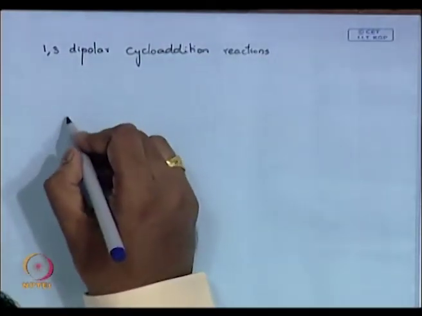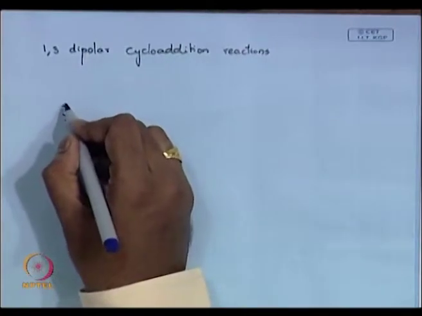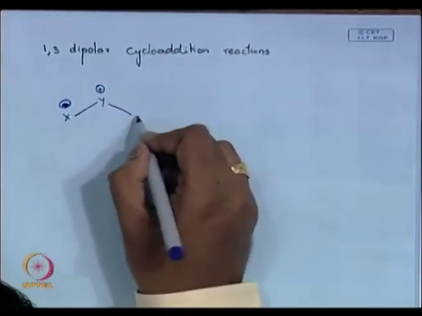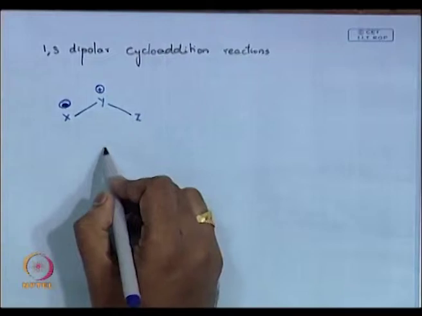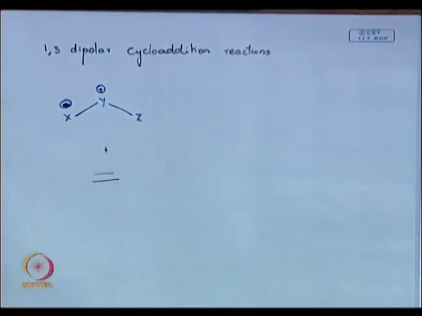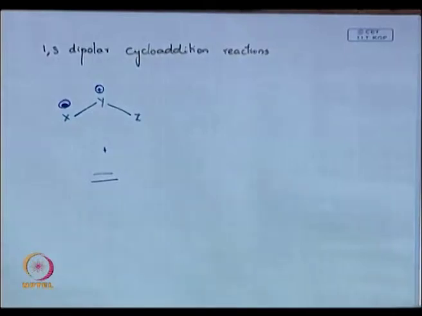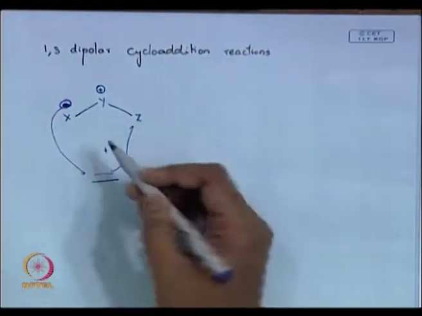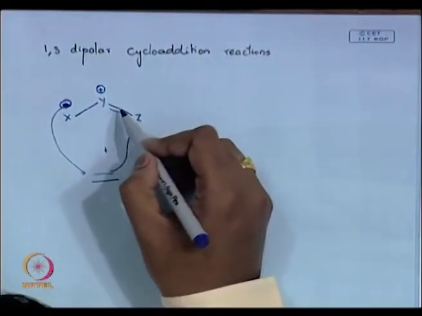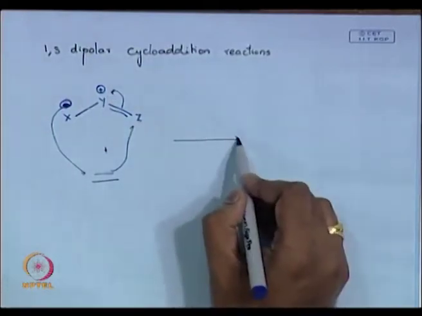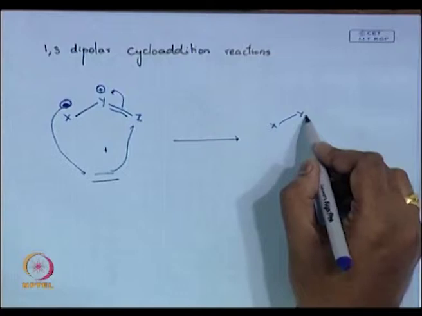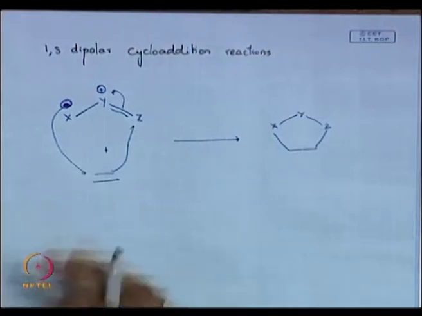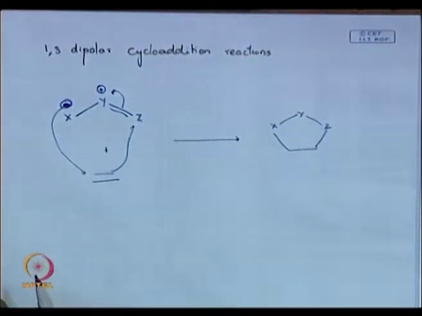So, what is that? You can take X minus, you can take a substrate, and then you have two substrates like this, fine. The reaction can be initiated if you have a double bond, okay, to give you a very nice 5-member ring. Okay. This is the so-called beauty of 1,3 dipolar cycloaddition.